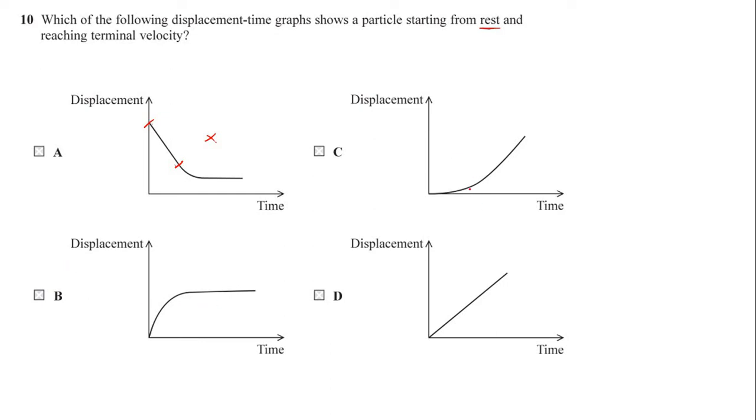Now here, this is a displacement time graph. So as soon as the particle starts from rest, initially it will be accelerating, and then reaching some constant velocity. That means initially the gradient will be increasing. Gradient should be increasing.